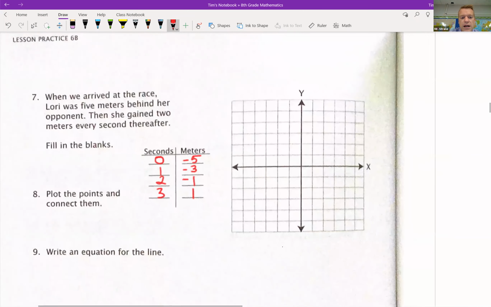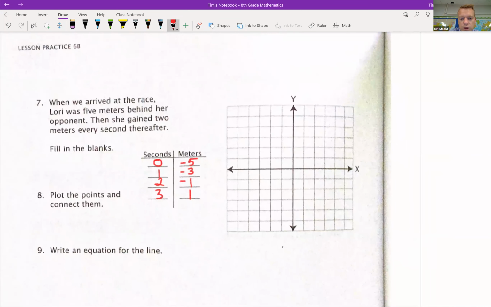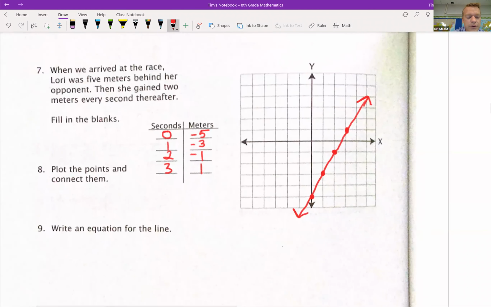All right, so we need to plot these points. We got 0, -5, which is going to go down here. We got 1, -3, which is going to go right here. We got 2, -1, which is right here. And we got 3, 1, which is right here. Okay, I'm going to connect my dots with a line. The arrows at the end of the line mean that the line keeps going on infinitely, forever.